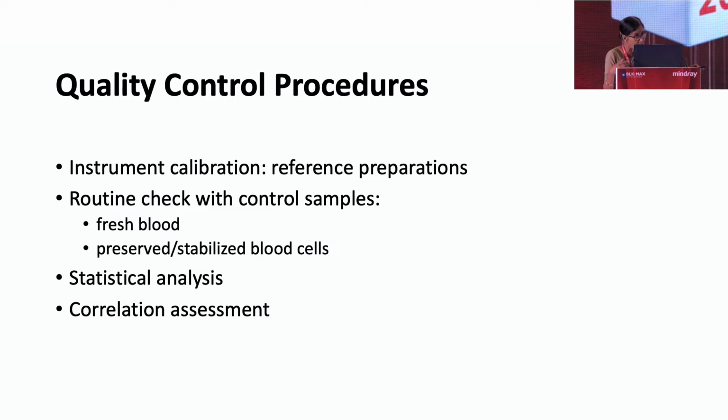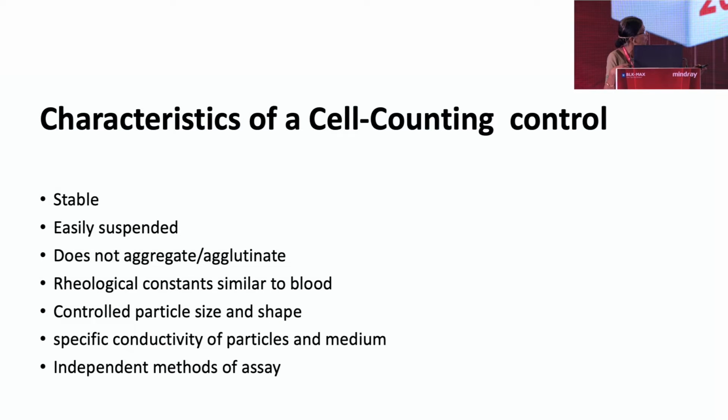So when we talk about quality control procedures, in addition to instrument calibration, routine check with control samples, use of patient sample, preserved controls, stabilized blood cells that are available to us, provided by the manufacturer, and statistical analysis, correlation assessment contribute to the QC procedures.